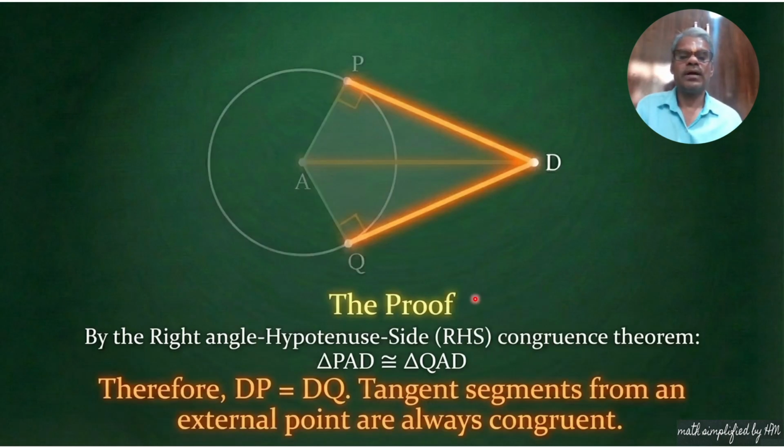Now we come to the proof step. By the right angle hypotenuse side congruence theorem, triangle PAD is congruent to triangle QAD. Therefore, DP is equal to DQ by corresponding parts of congruent triangles are congruent. Hence, tangent segments from an external point are always congruent. We have proved the theorem statement.